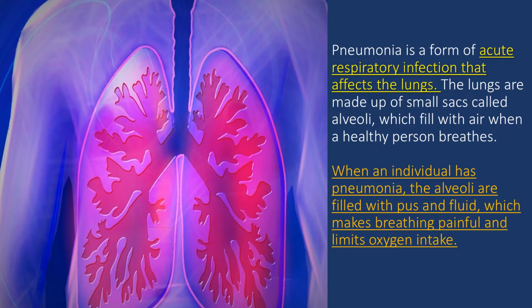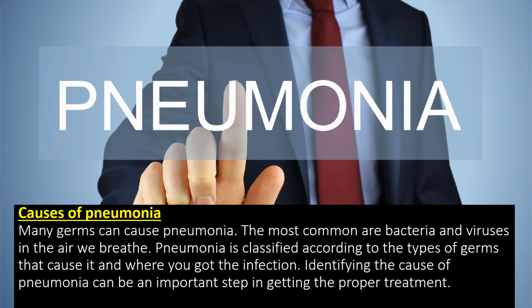both children and adults. Pneumonia is a form of acute respiratory infection that affects the lungs. The lungs are made up of small sacs called alveoli, which fill with air when a healthy person breathes. When an individual has pneumonia, the alveoli are filled with pus and fluid, which makes breathing painful and limits oxygen intake.